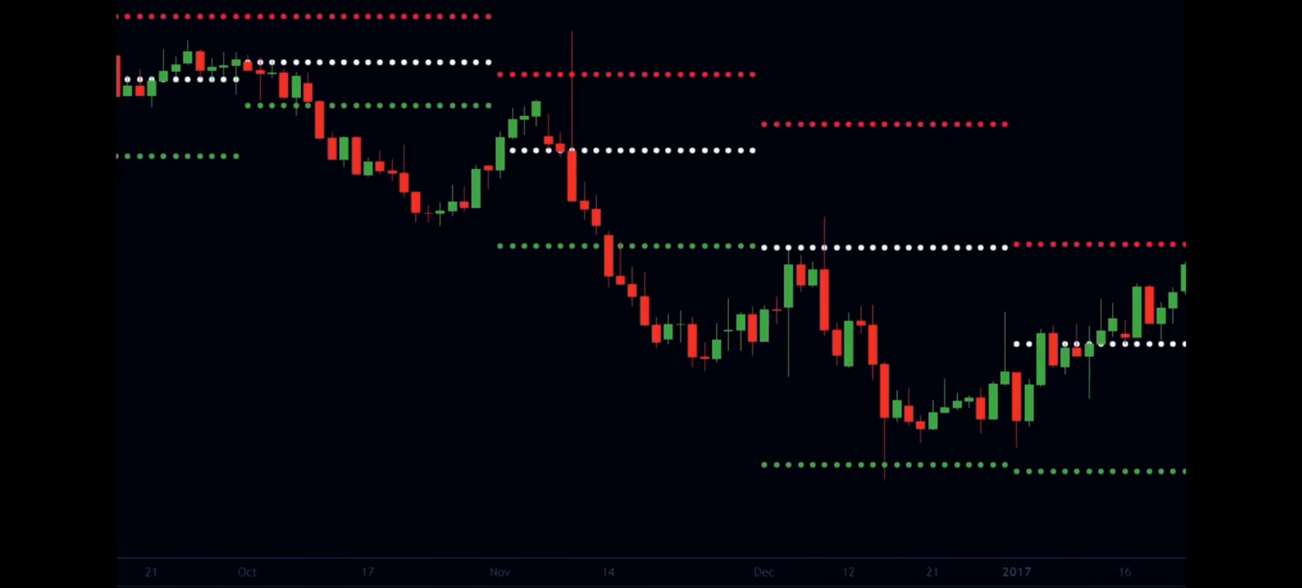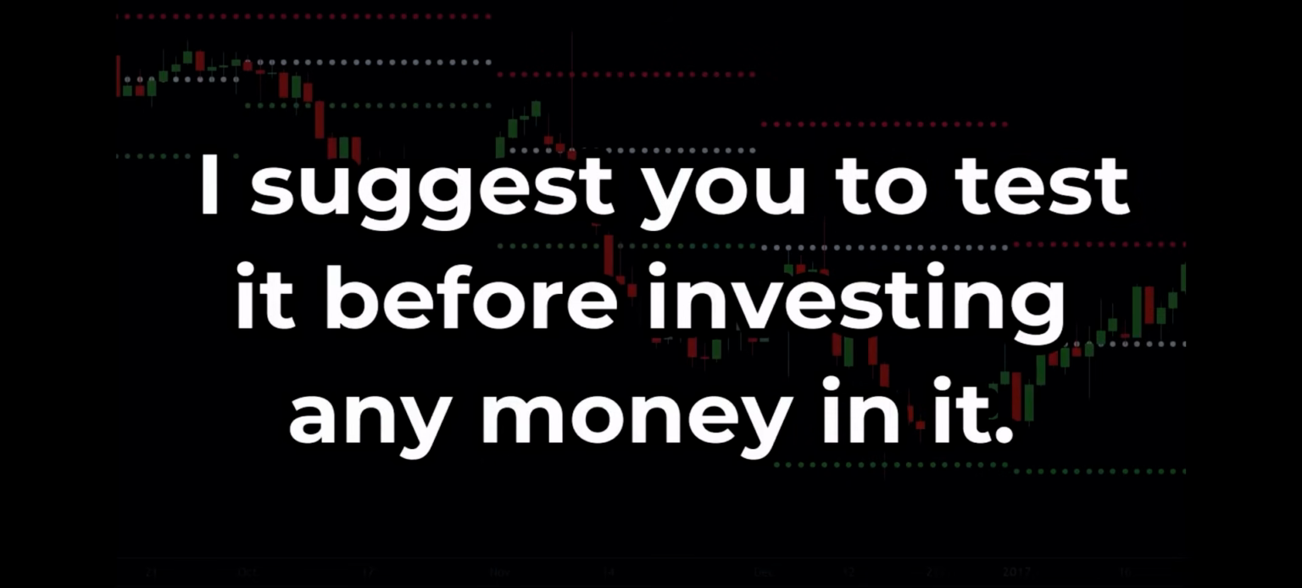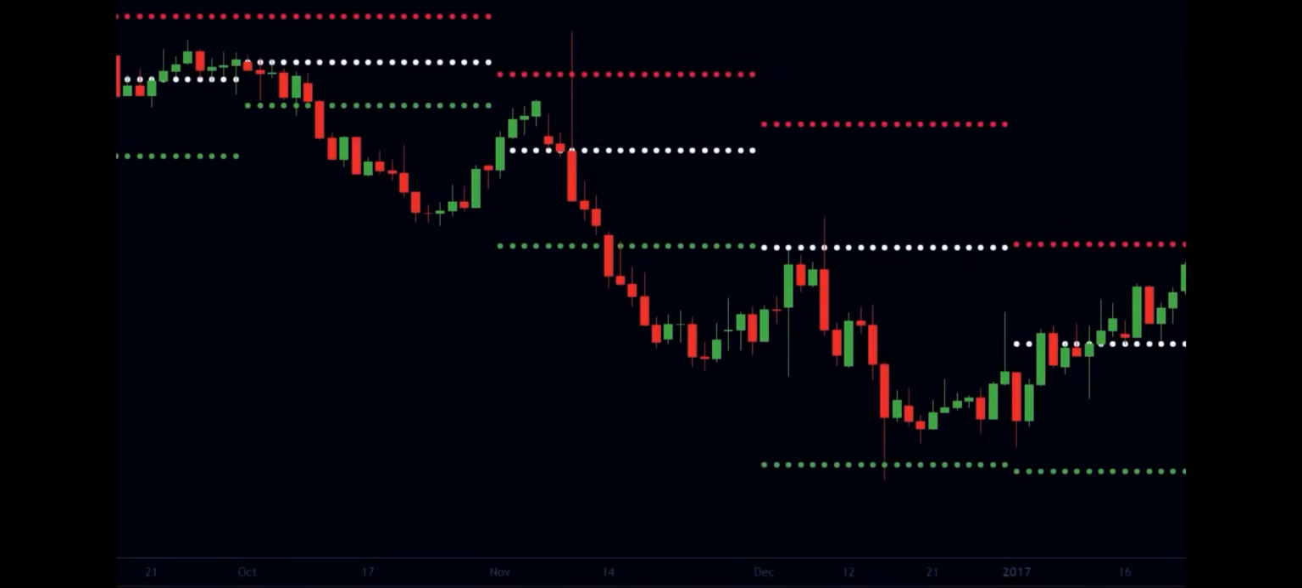This strategy is very powerful, and I suggest you test it for yourself before investing any money into it. Even if you get 2 to 3 trades per month, you can easily achieve 8 to 10% per month consistently. And that is a pretty good return on investment.